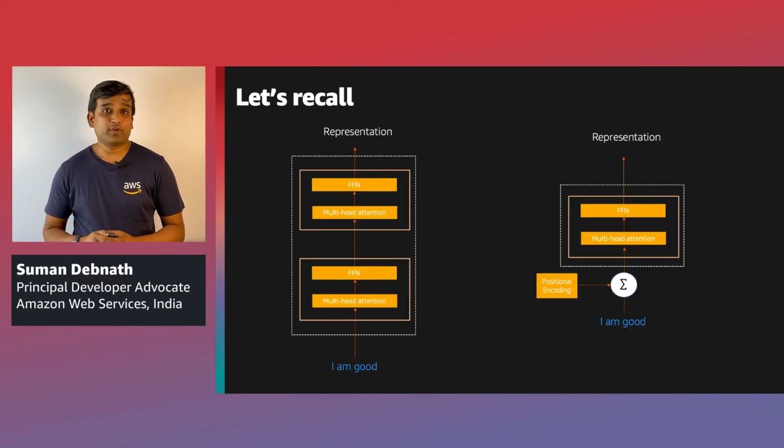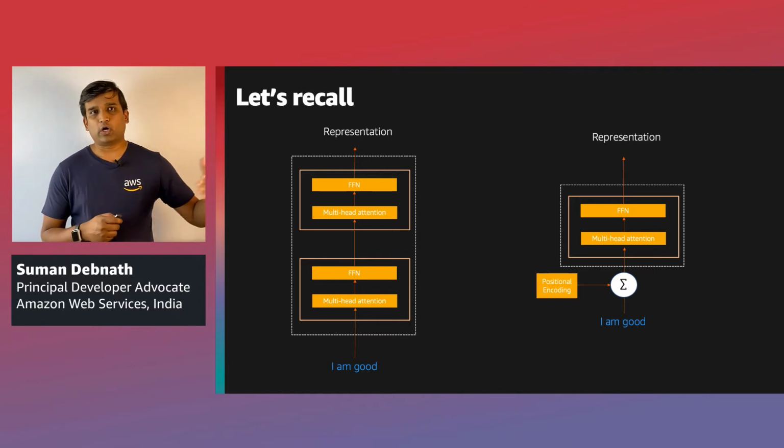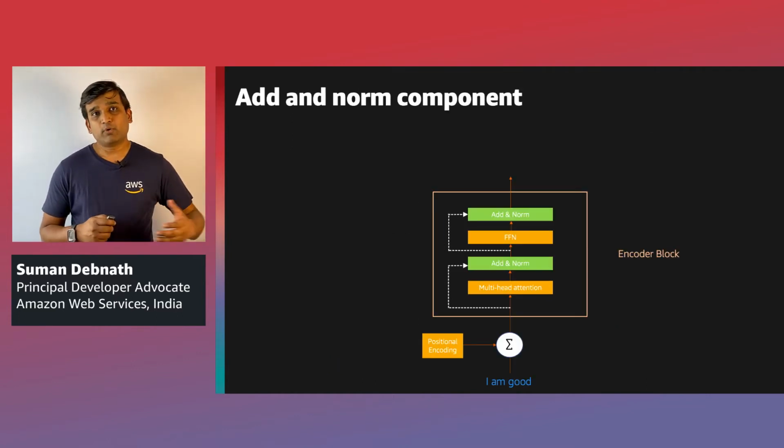Let's recall from where we started. In our encoder block, the last thing that remains is the feed-forward network. The feed-forward network consists of 2 dense layers with ReLU activation. The parameters of the feed-forward network are the same over different positions of the sentence and are different over the encoder blocks. One more important component in our encoder is the add and norm component.